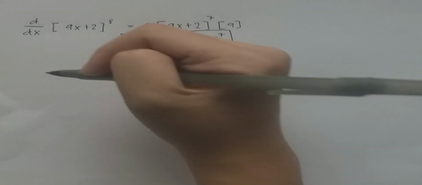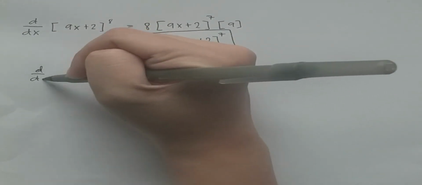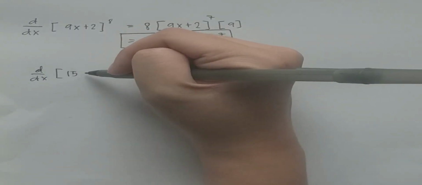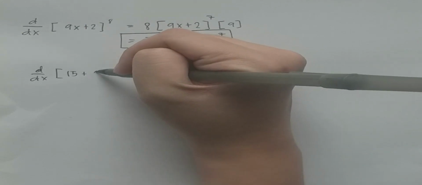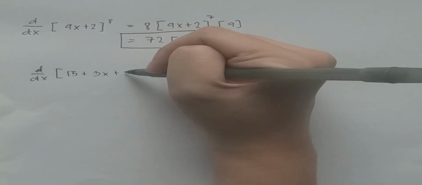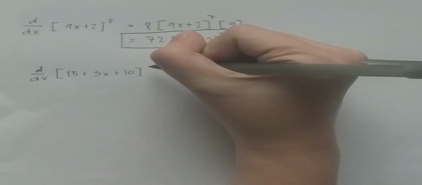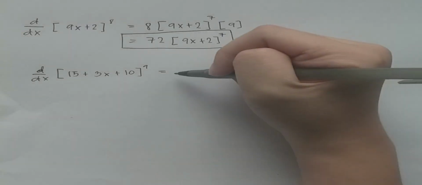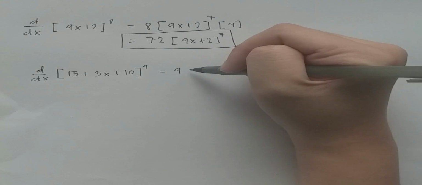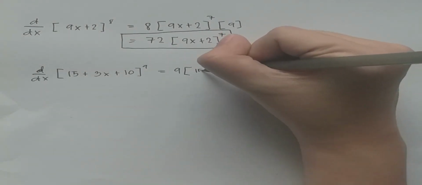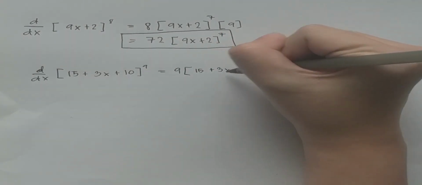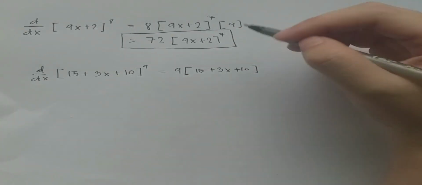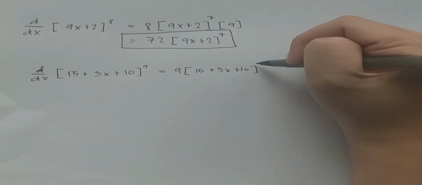Another example is the derivative of (15 + 3x + 10)^9. Like before, we're going to move the 9 from the front, copy the inside, which is 15 + 3x + 10, and subtract the 9 with 1, and it becomes 8.